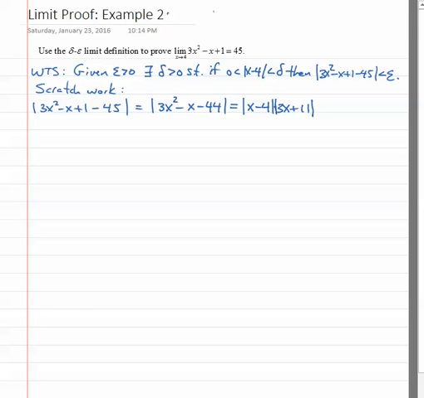Now, again, by the assumption that we're eventually going to make in our formal proof, we know that the absolute value of x minus 4 will be less than delta, which will leave us with delta times the absolute value of 3x plus 11.